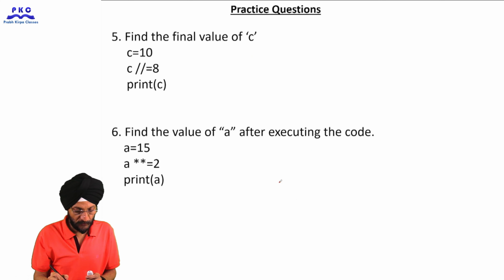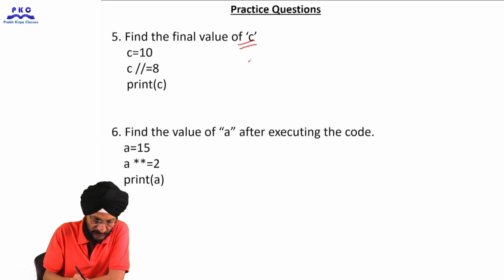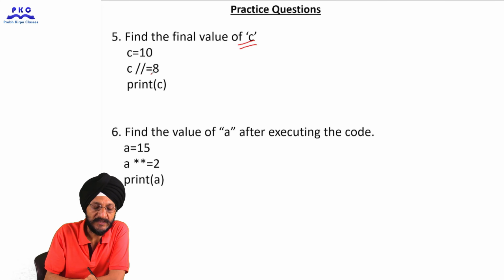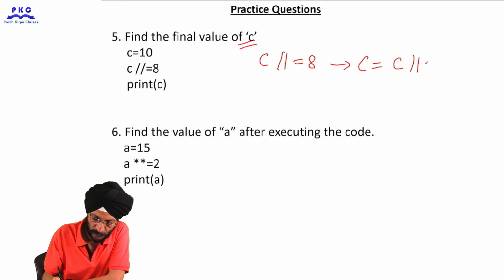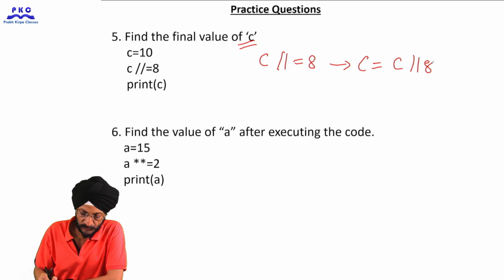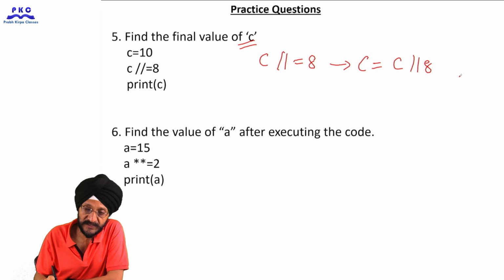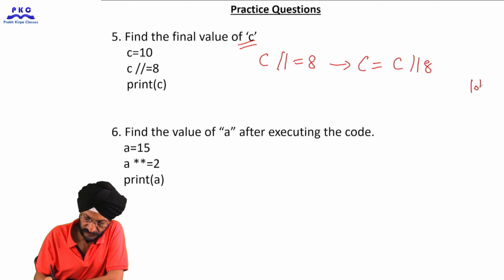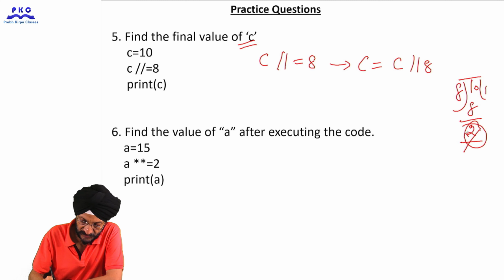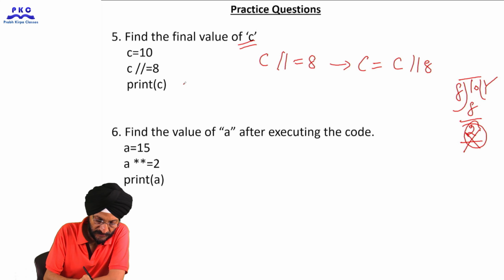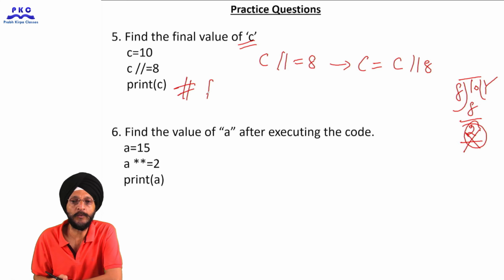Next is find the final value of C. C floor division assignment 8. So here it is given. It means C is equal to C floor division 8. So here what is done? Here C is to be divided by 8. C is 10. It is to be divided by 8. So here in case of floor division, the remainder is discarded, and only the whole number is taken into consideration. Output is 1.